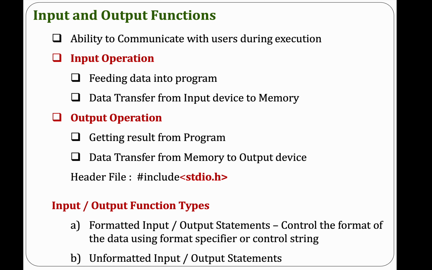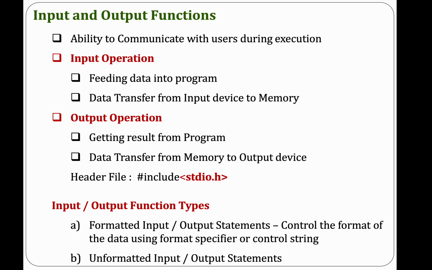What is an output operation? It is getting the result after execution of the entire program. It tells you the output of the program, which means the data is transferred from the memory, because the operations have been taken from the memory, and the result is printed to the output device. So with input output functions, the user gives the input, and after the execution of the program, the user gets the output. All those operations can be done in a C program using input and output functions.